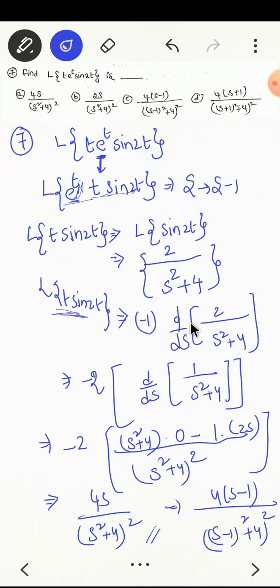So which option is correct now? Option C is correct. If you tick option A, you will get negative marking. Now the problem up to this point, up to e raised to power t, was first shifting property. Okay, hope you got this.